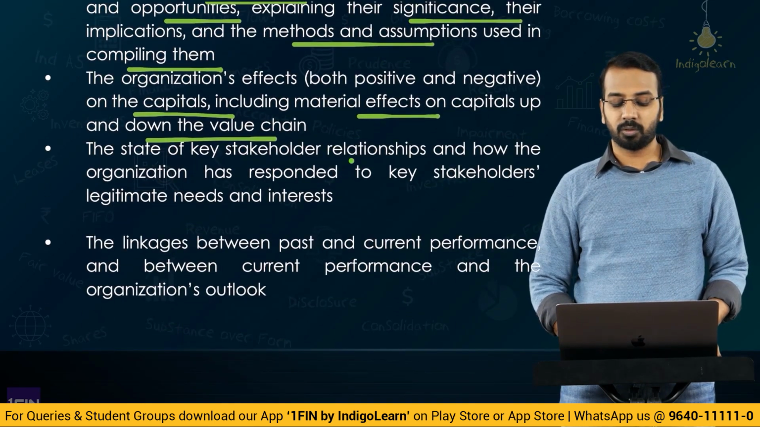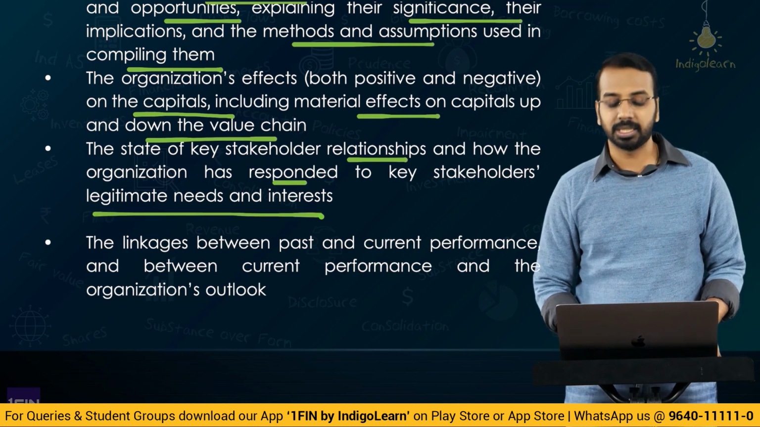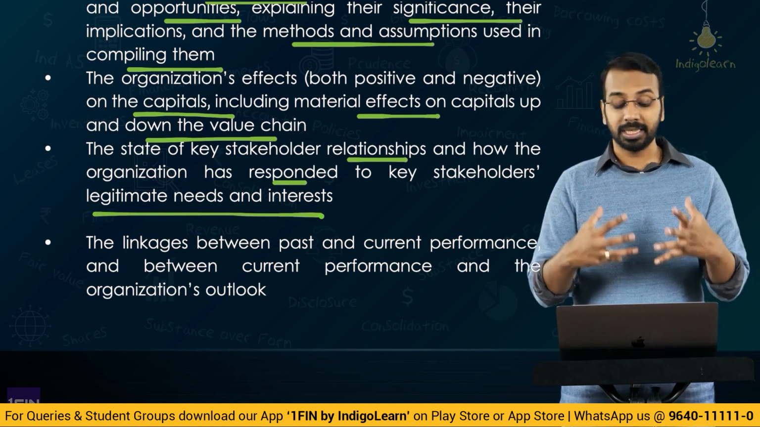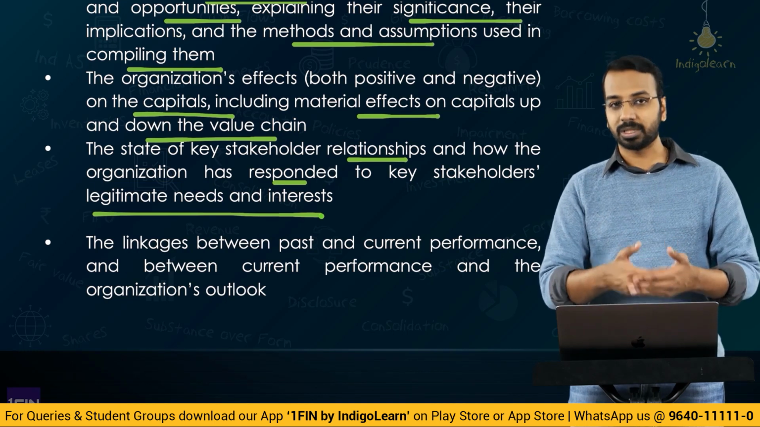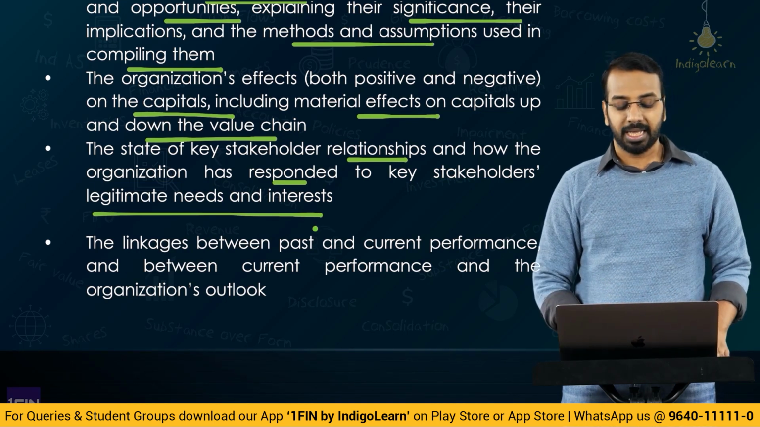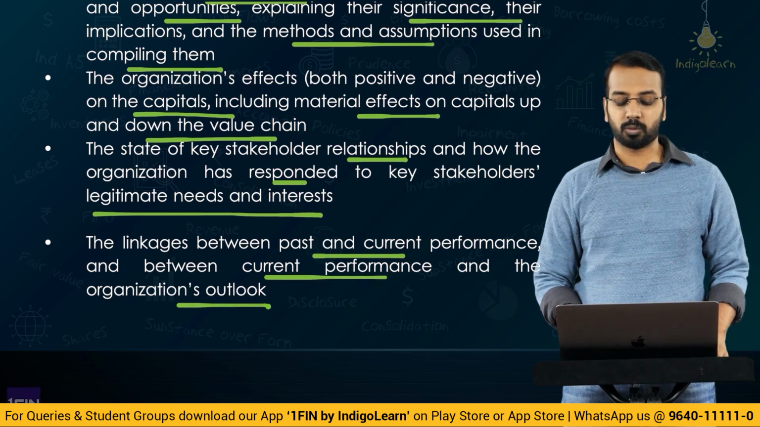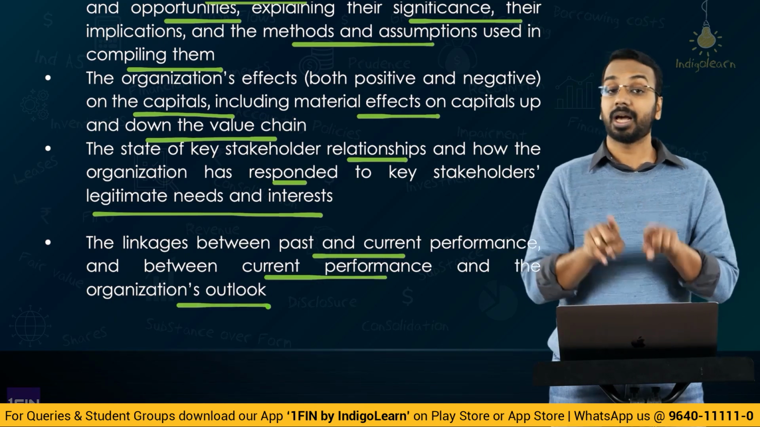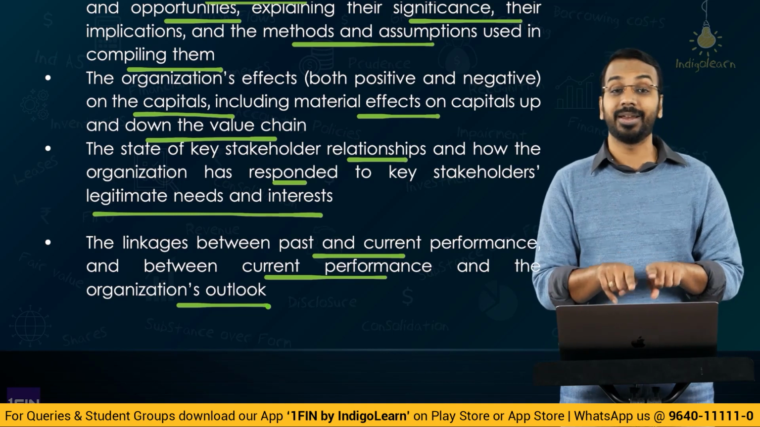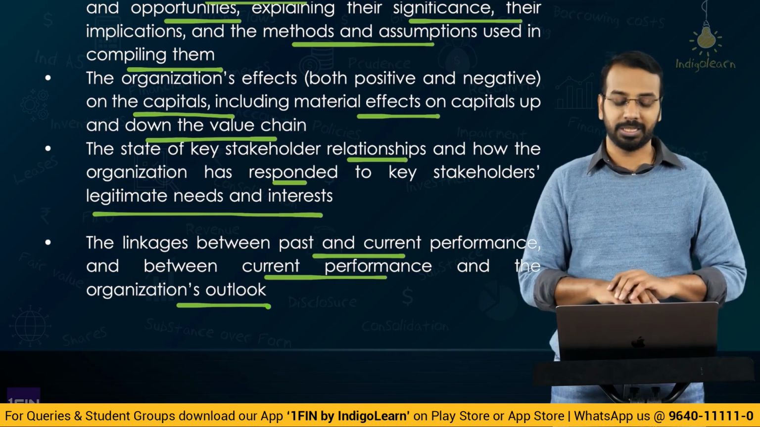The state of key stakeholder relationships and how the organization has responded to key stakeholders' legitimate needs and interests. So, what are the key stakeholders' needs and interests, how they have been addressed, that has to be disclosed. And the linkage between past and current performance, between current performance and the organization's outlook. So, what is the past performance, current performance and how does this relate to the future outlook of the company.